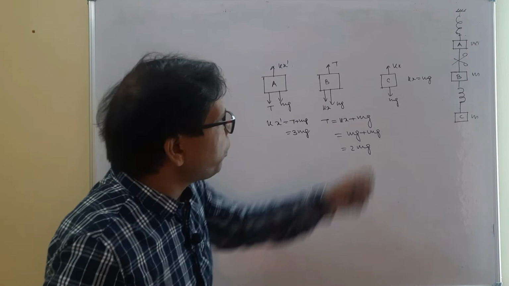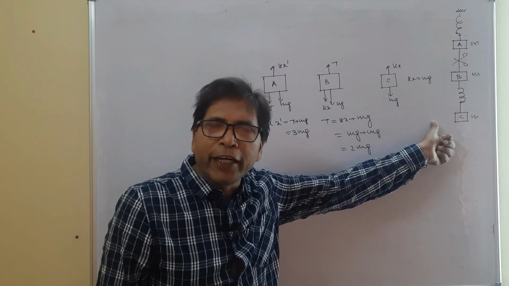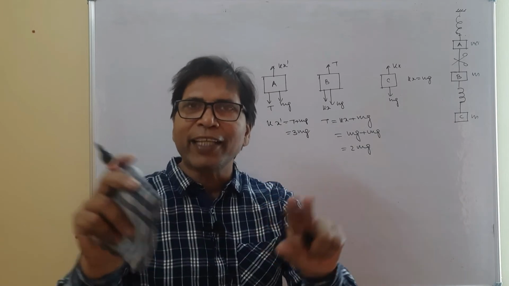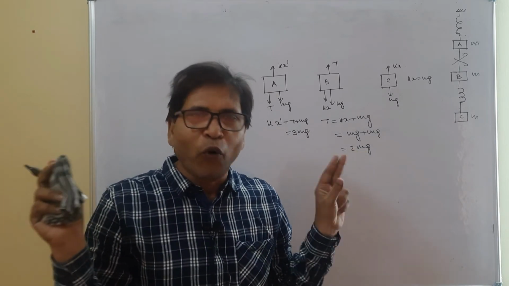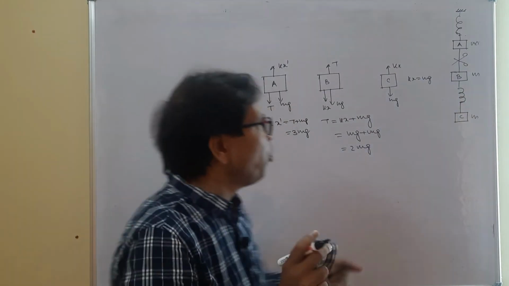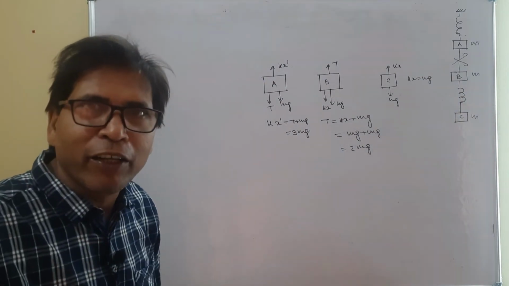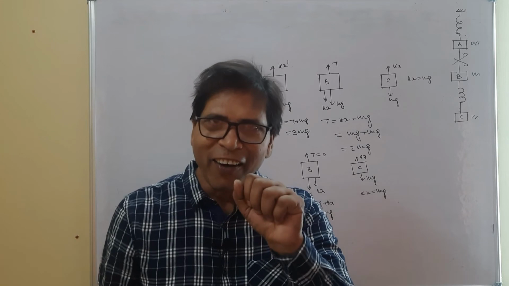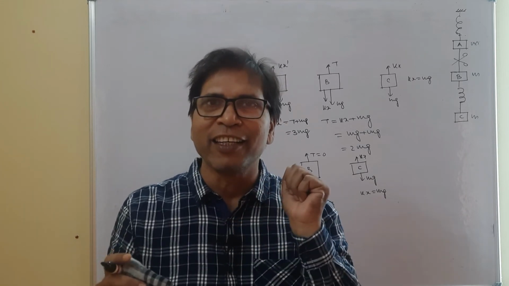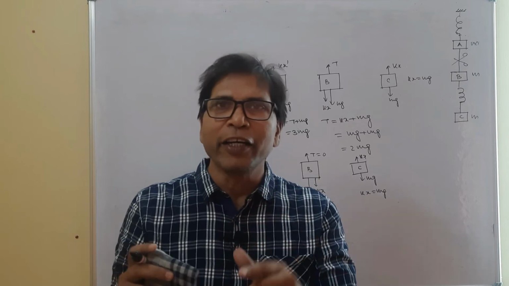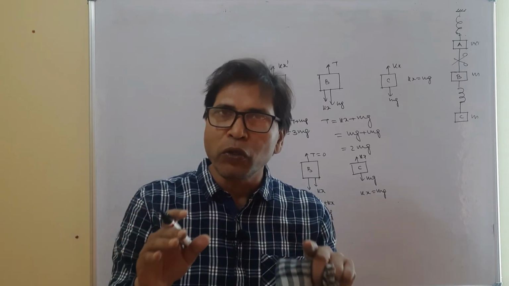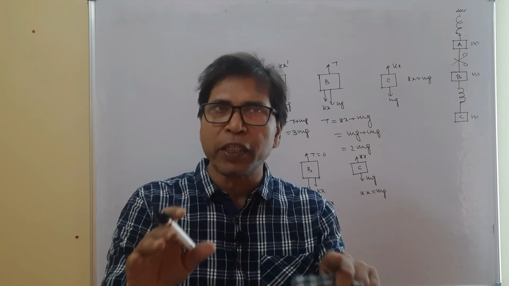Okay? So before cutting, the free body diagram of A, B and C is the same as earlier. Now what happens when the spring is cut? When the spring is cut, what is the free body diagram? When the spring is cut, the spring does not respond quickly due to the laziness of the spring.